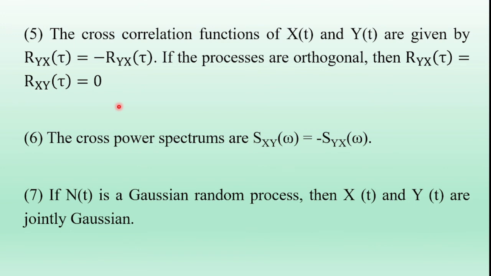Next property is, if n of t is a Gaussian random process, then the random processes x of t and y of t are jointly Gaussian. So these are some important properties of band limited random process.